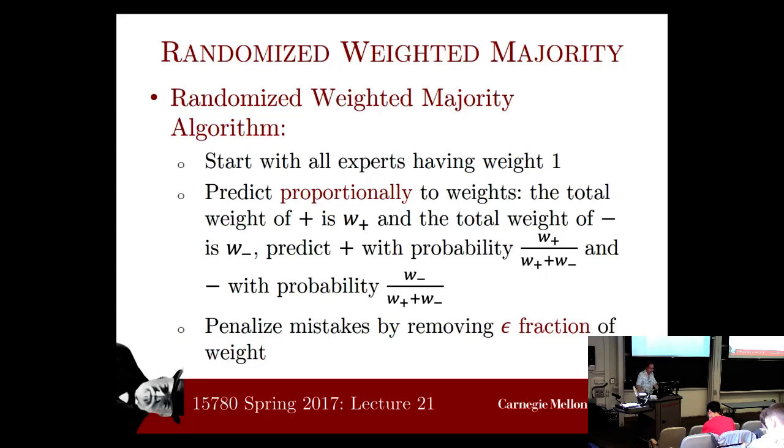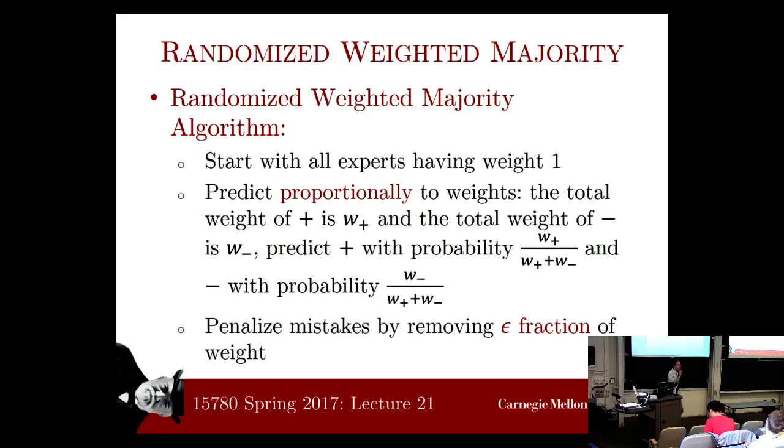Cool. So the idea is, I think, a very natural one. Really what we want to do is use the same kind of ideas, but introduce randomness. And that leads us to this randomized weighted majority algorithm. So like before, we're going to start with all experts having a weight of 1.